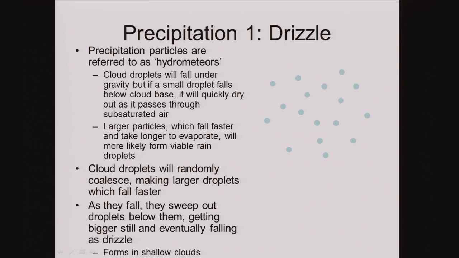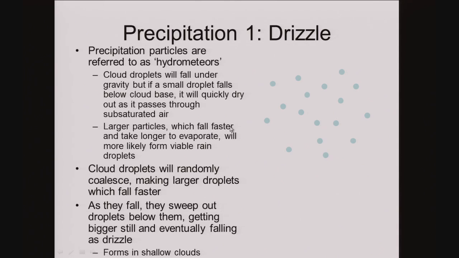Well, cloud droplets will start to coalesce. They start to touch each other, join each other, and form larger droplets, which can then fall faster. Cloud droplets themselves, as they form from condensation, they can't grow to sizes big enough to start to fall as rain. So it's this coalescence process which leads to rain formation in warm clouds.